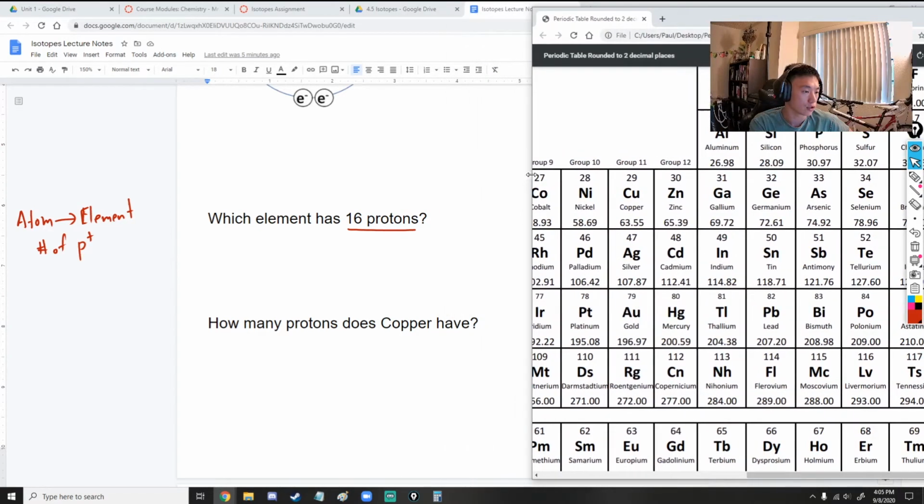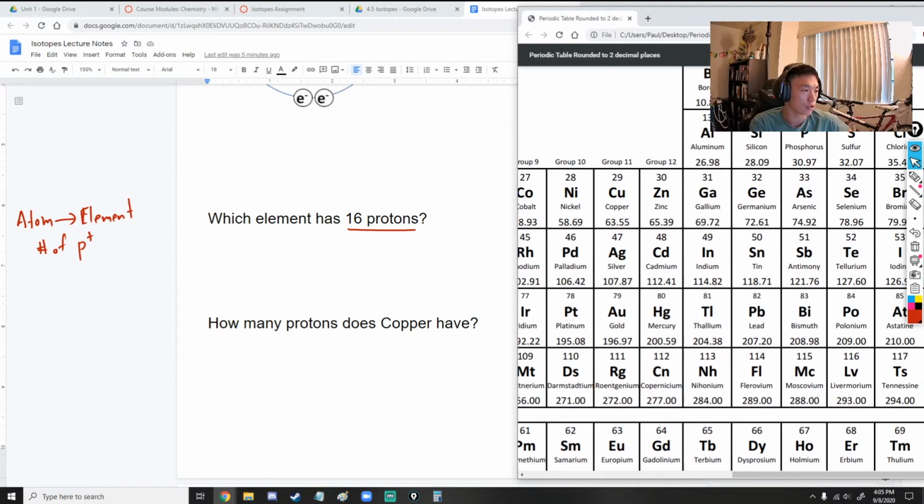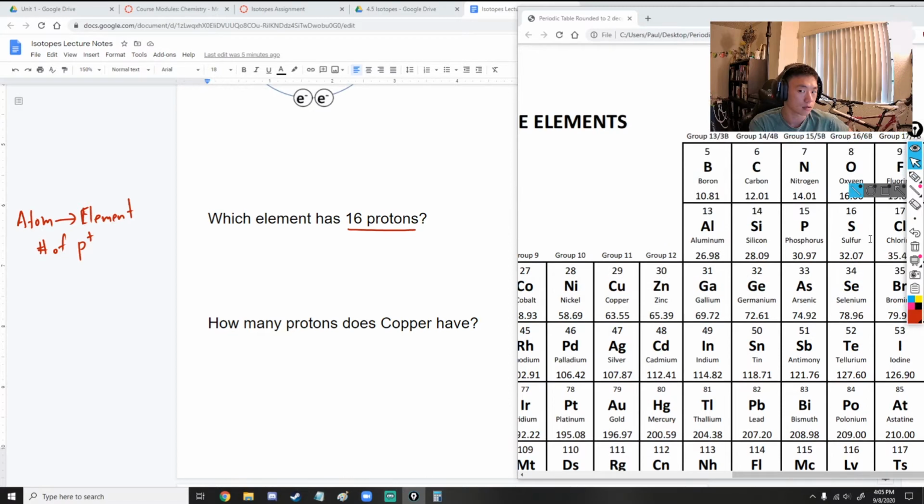And what we're going to do is we're going to look for the element or the box that has the number 16 above it. Okay, so if we look at the periodic table, you're going to notice that this element, this box, has the number 16 on top of it. Alright, so this number right here, what it does is it tells us the number of protons, how many protons that element has. Another name for it is the atomic number.